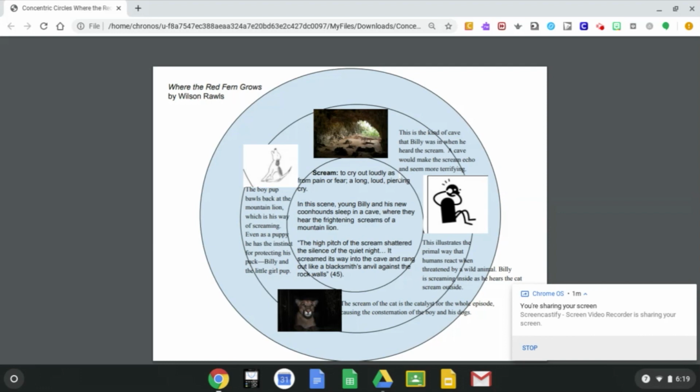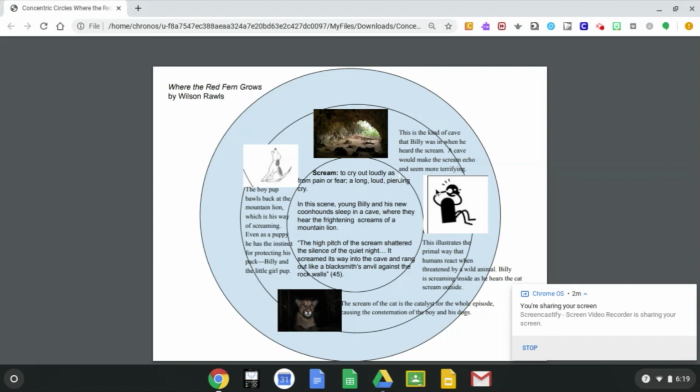So once they decide on the 4 images, they then have to write explanations with these images. They have to be able to explain the connection between the image and the word that they chose for level 1. So for me, I would have to be able to explain this image of this cave and how it relates or connects to the word scream. So this is the explanation that I've chosen. This is a kind of cave that Billy was in when he heard the scream. A cave would make the scream echo and seem even more terrifying.